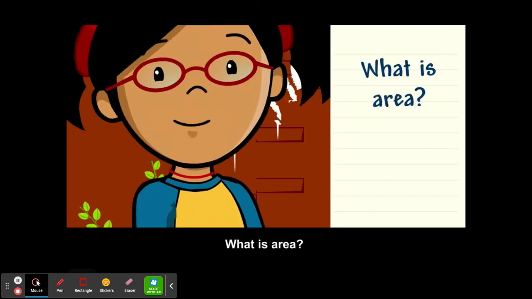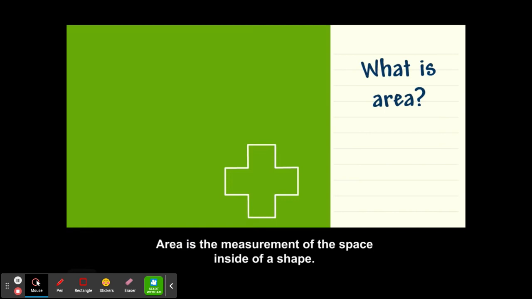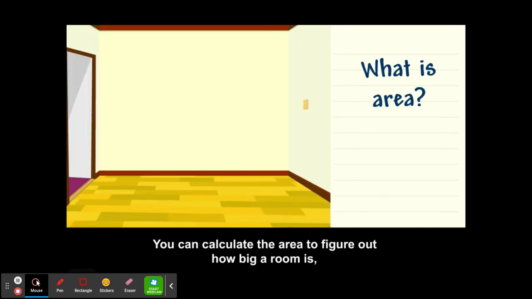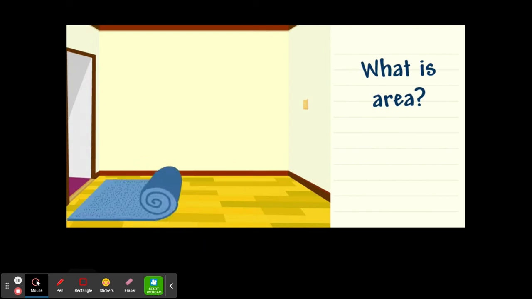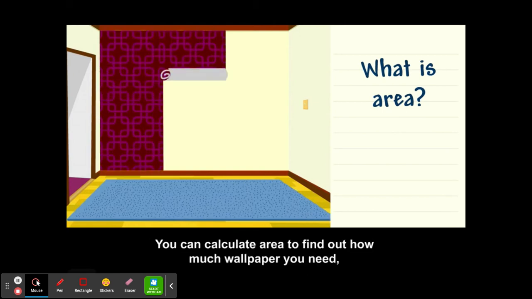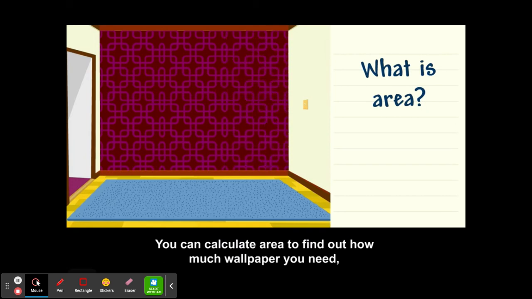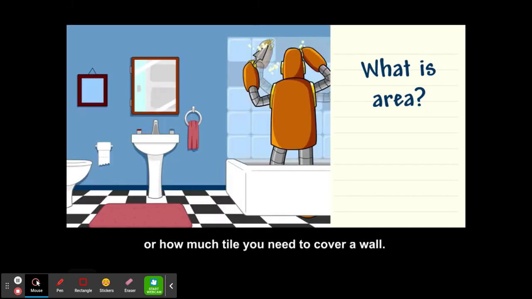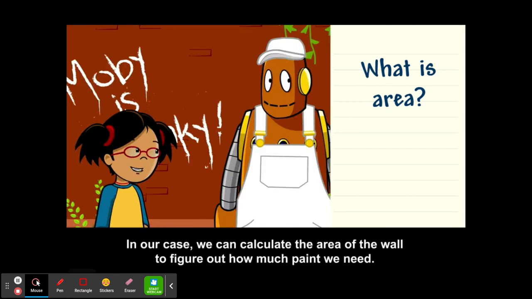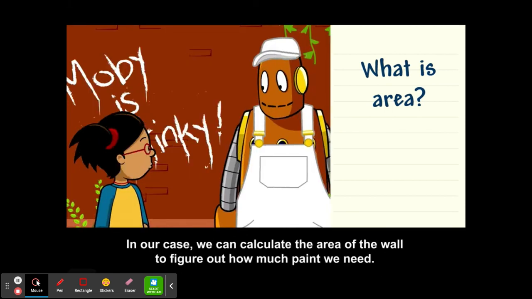What is area? Area is the measurement of the space inside of a shape. You can calculate the area to figure out how big a room is, or how much carpet you need to cover a floor. You can calculate area to find out how much wallpaper you need, or how much tile you need to cover a wall. In our case, we can calculate the area of the wall to figure out how much paint we need.